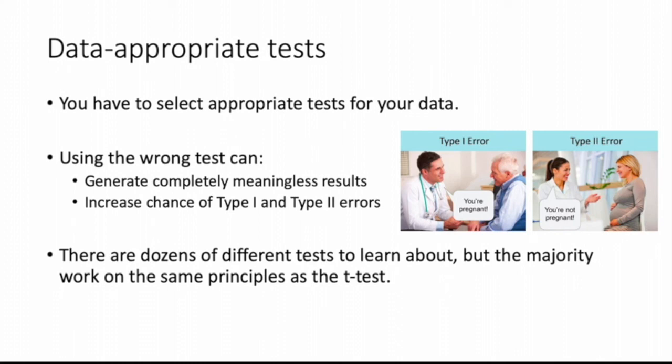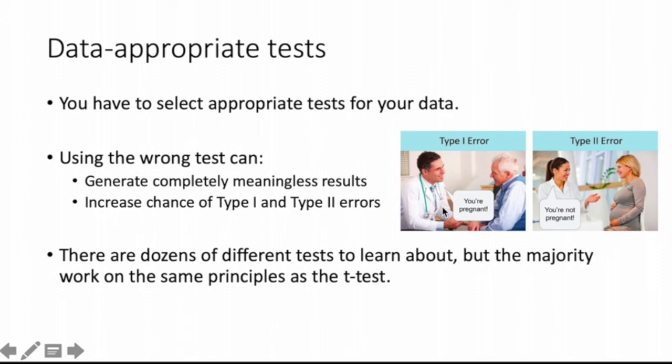this can lead to very meaningless results, but it can also increase the chance of either type 1 or type 2 errors. Type 1 error is what is usually called a false positive, whereby you reject a null hypothesis that is actually true. So you say there is no difference between these two groups, but actually there is. So I think this picture nicely depicts it. Type 1 error is when you're telling a man, yes, you are pregnant.